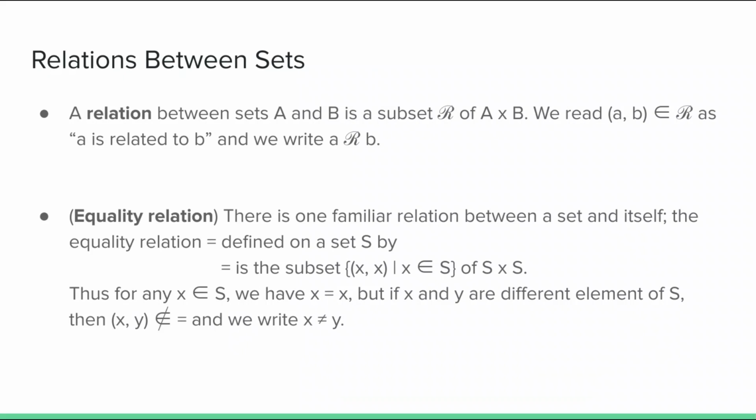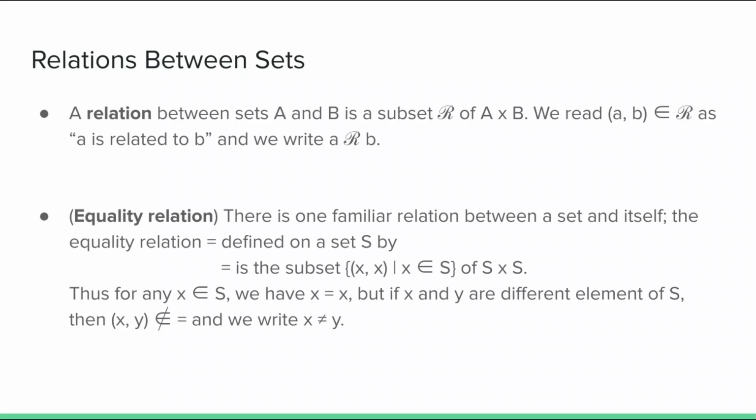Relations. So, relations between sets. The definition of a relation between sets is a subset of this fancy R of A and B. We read that (a, b) in this bracket is in R as a is related to b, and then we write a fancy R b for a relation.